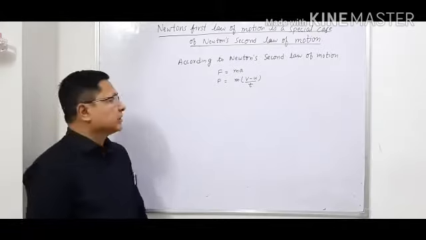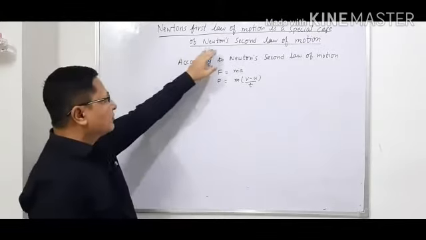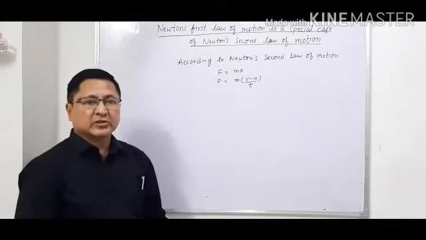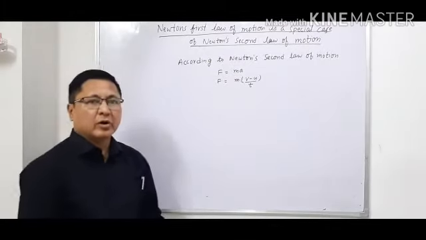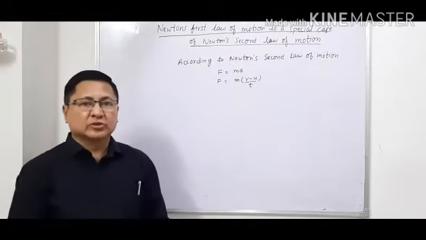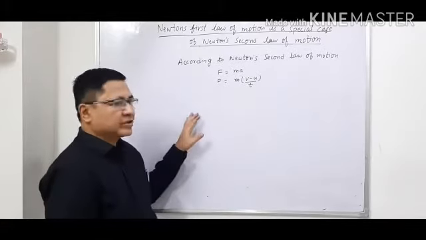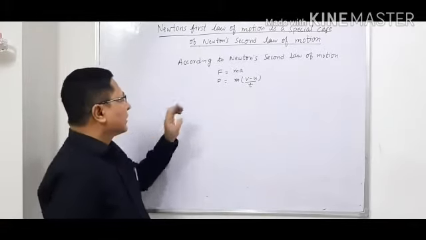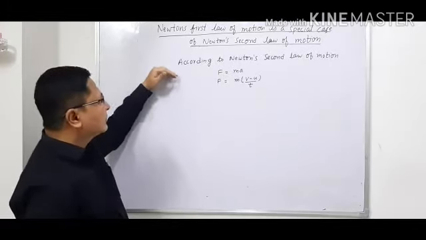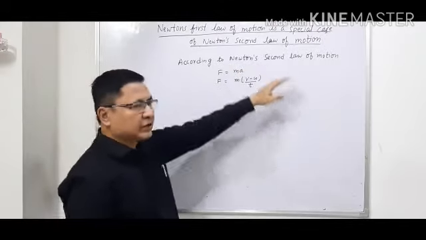Now let us see how Newton's first law of motion is a special case of Newton's second law of motion. First we should know what Newton's first law of motion is. Every object tries to remain in a state of rest or in uniform motion in a straight line unless compelled by an external force on it. According to Newton's second law of motion, we will derive Newton's first law of motion.